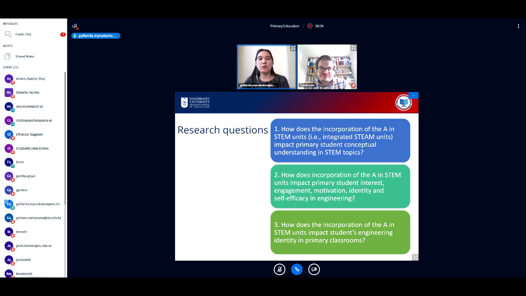In order to achieve the purpose, we put forward the following research questions. How does the incorporation of art in STEM units impact primary students' conceptual understanding in STEM topics? How does the incorporation of art in STEM units impact students' interest, engagement, motivation, identity, and self-efficacy in engineering? And how does the incorporation of the arts in STEM units impact students' engineering identity in primary classrooms?